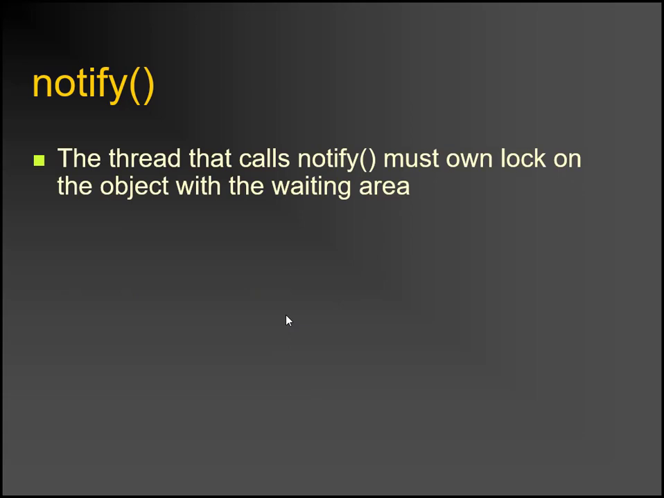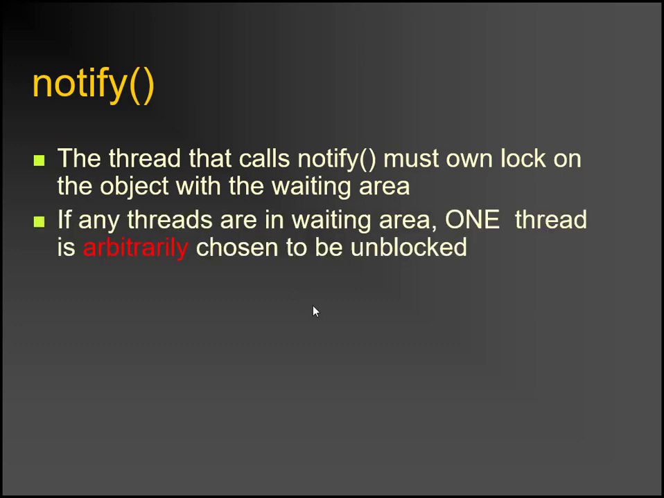Now, when notify is called, a thread must own the lock on the object. It will call notify, and then any threads that are in the waiting area, one of those threads will be arbitrarily chosen by the scheduler to be unblocked and come out of the waiting area.